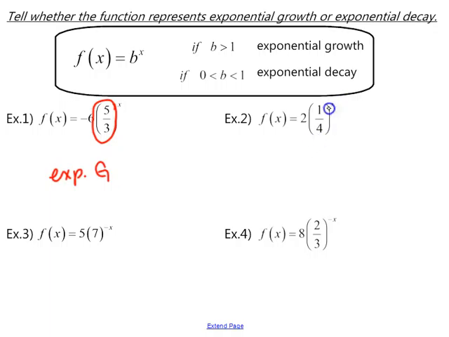In example 2, here's our exponent. The exponent is on the 1/4, which is bigger than 0 but less than 1, so we have exponential decay.